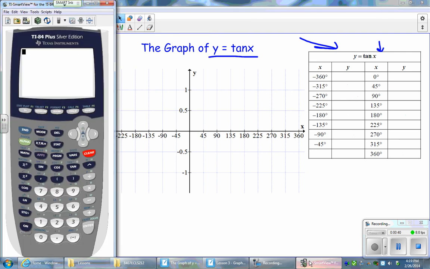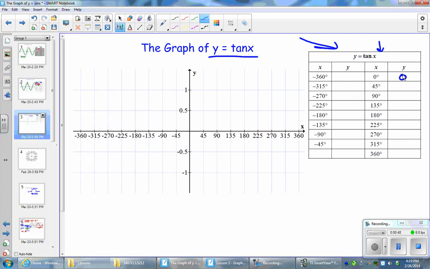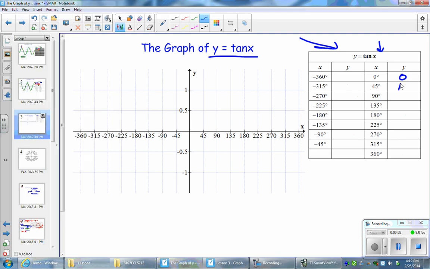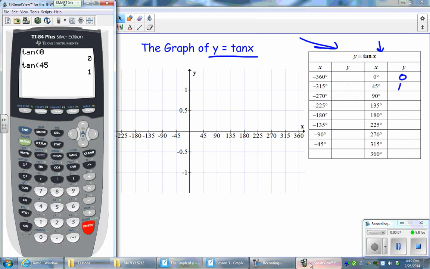The first point I'll generate is the tan of 0 degrees, making sure you're in degree mode in your calculator, and you're going to get a y value of 0. So I'm going to fill in my table here. And then you have the tan of 45 degrees, and that's going to give you a value of 1. Okay, so the same process here for the tan of 90. However, when you put this in your calculator, it's going to say there's an error.